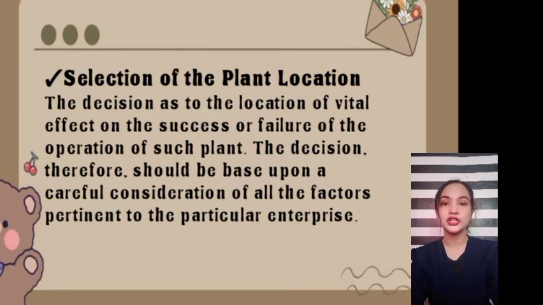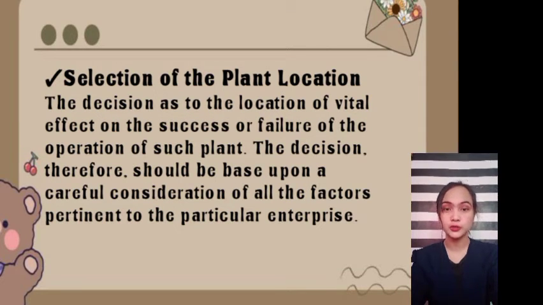So first we have the selection of the plant location. The decision as to location has vital effects on the success or failure of the operation of such a plant. The decision therefore should be based upon a careful consideration of all the factors pertinent to the particular enterprise, and the nature of the factors involved in the plant location varies among industries and with changing technical and economic conditions. Some industries in the location of the necessary plants are influenced by markets, others are located around the sources of power, and still others seek the source of raw materials.